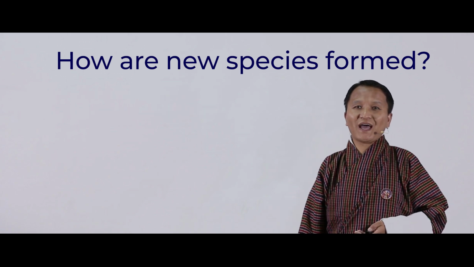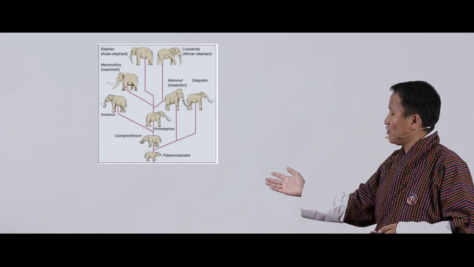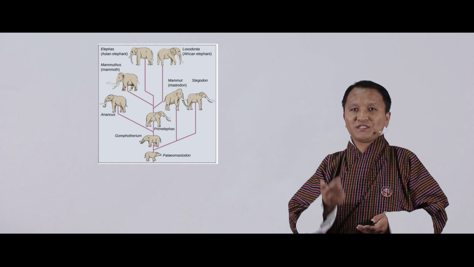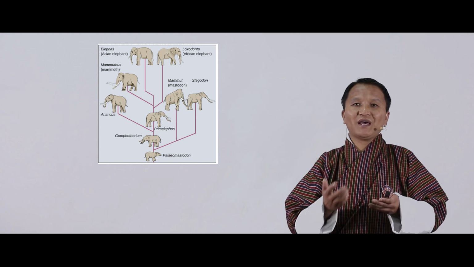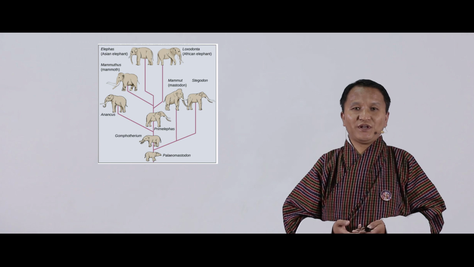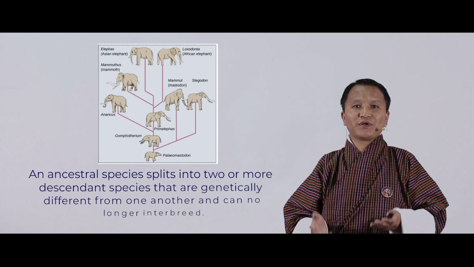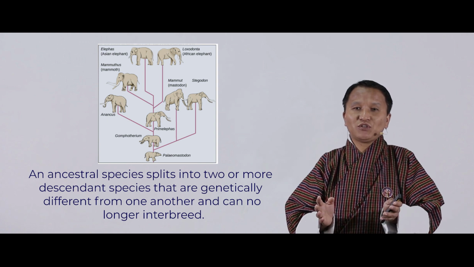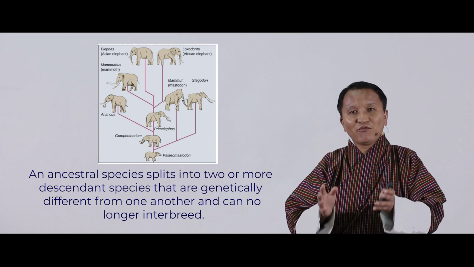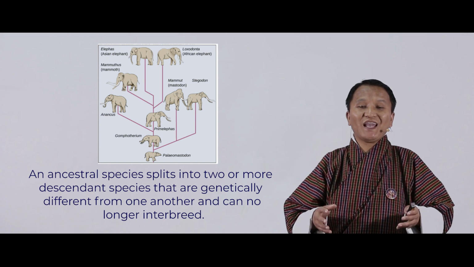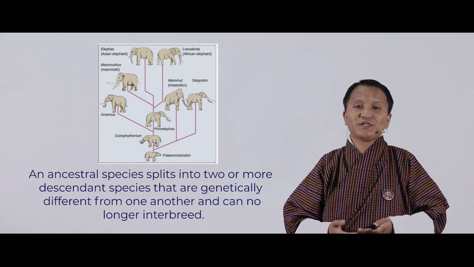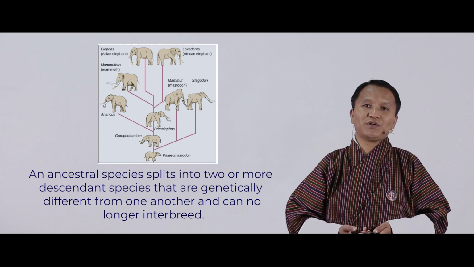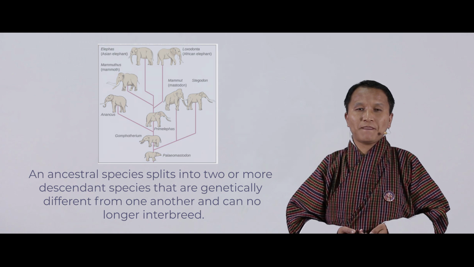Now if you look at the evolution of the modern elephant, you will be able to see how a single ancestral elephant gave rise to the modern elephant, the Asian elephant and the African elephant. Such diversification results in genetic differences, thereby forming a group of organisms which lacks the ability to interbreed. This results in the formation of what we call a species, and that we call speciation.